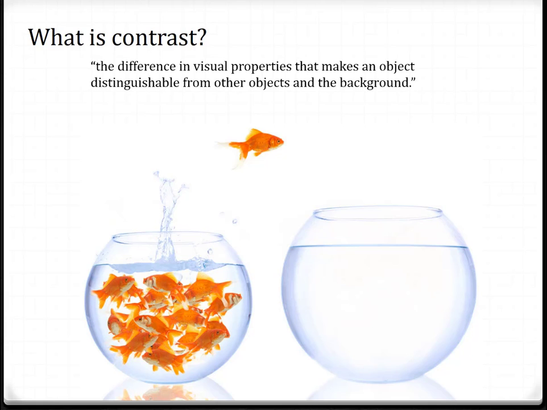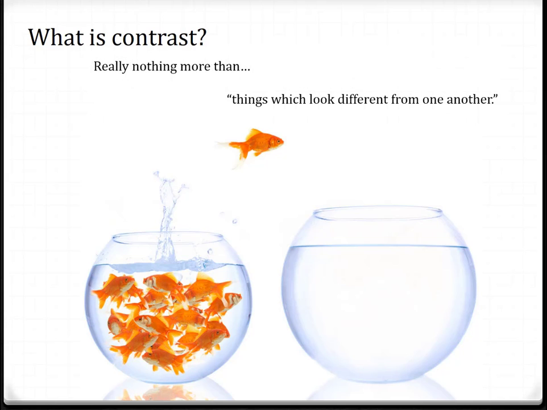Contrast can be defined as the difference in visual properties that make an object distinguishable from other objects in the background. In plain English, this could be described at the most basic level as things that look different from one another. Contrast is at the root of everything. In a presentation, we are constantly trying to establish hierarchies of importance, draw people to certain areas of a slide, and communicate a clear message that is the goal of the presentation. Contrast helps us do this.